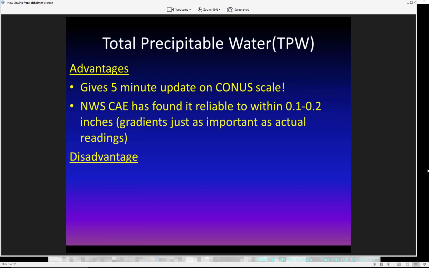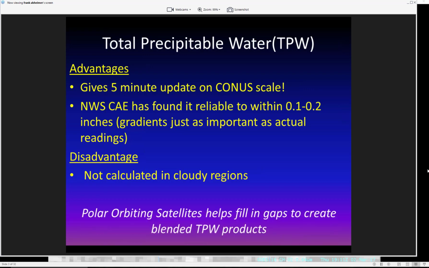Now, there is one disadvantage, which is that it is not calculated in cloudy regions, because we don't have the correct bands to see down through the clouds on the GOES. That's more a polar orbiter, LEO. So what you can use in that place is these blended TPW products that combine GOES and polar orbiting information. The downside is that the latency is not nearly as nice. But for this example, I am going to show you what we can see on the 5-minute update with the TPW.